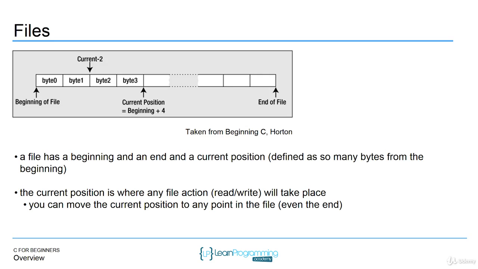So a file has a beginning, an end, and a current position. The current position is defined as so many bytes from the beginning. The current position is where any file action will take place. You're going to write or read at that position. We're also going to talk about some functions where you can move the current position anywhere you want in a file, even to the end, if you want to read at the end or write to the end.